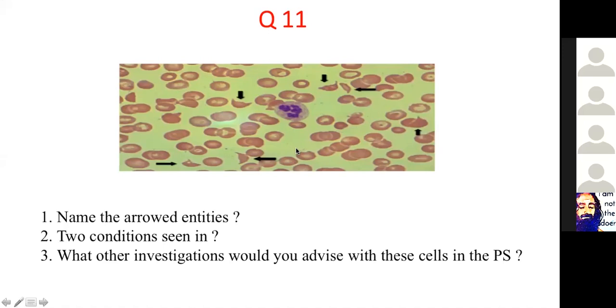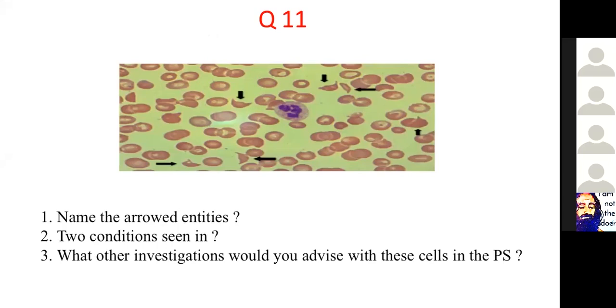Microangiopathic hemolytic anemia is right. And these fragmented cells typically are associated with HUS or TTP. What other investigations would you advise with these cells in the PS? We want to do a kidney function test, to look at whether uremia is present or not.